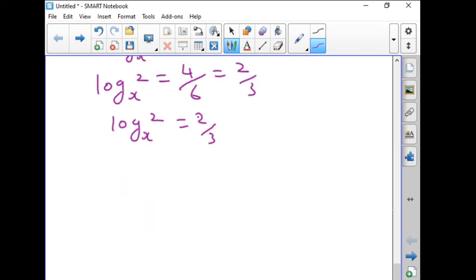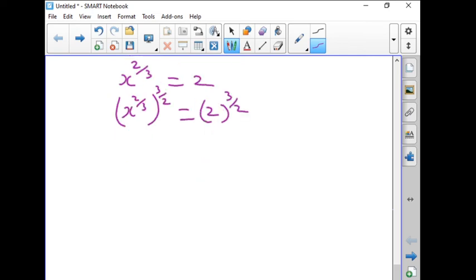So using the definition of logarithm, this is in logarithmic form. So writing in exponential form, x power 2 by 3 is equal to 2. Okay, x power 2 by 3 is equal to 2. So to remove 2 by 3, we raise to the power 3 by 2. When you have square root, we square both the sides. So here we have 2 by 3, so we raise to the power 3 by 2.